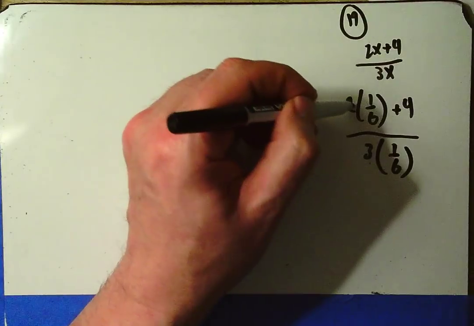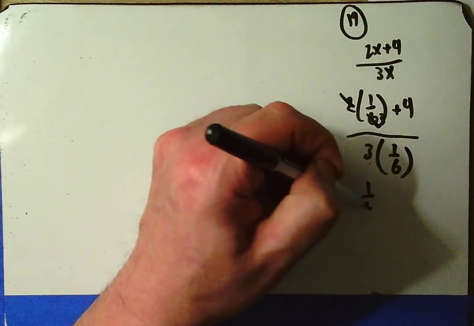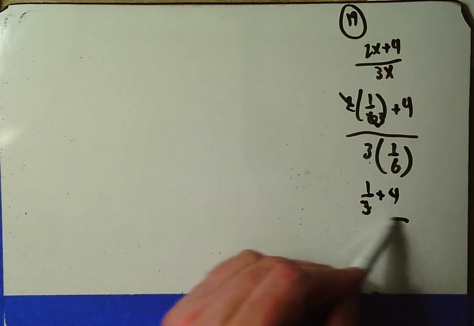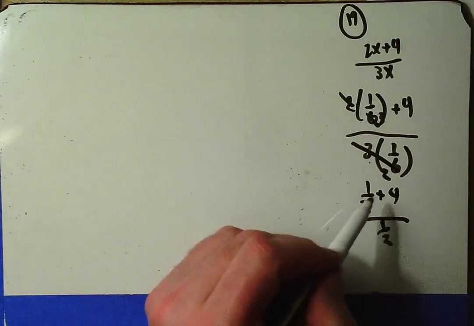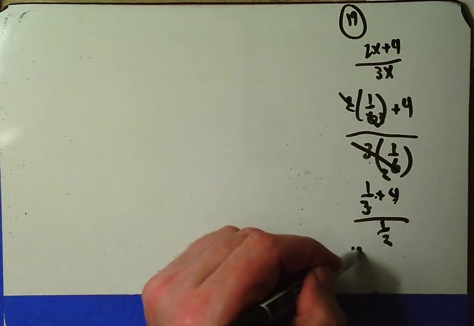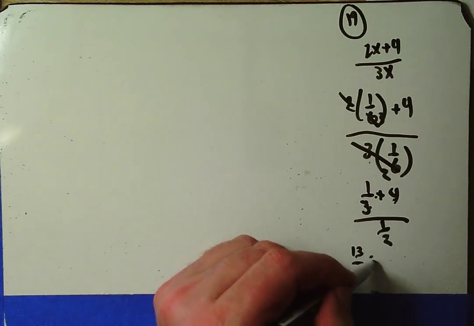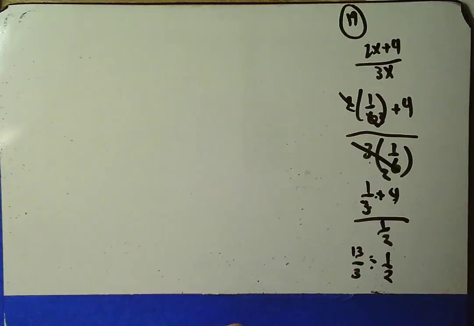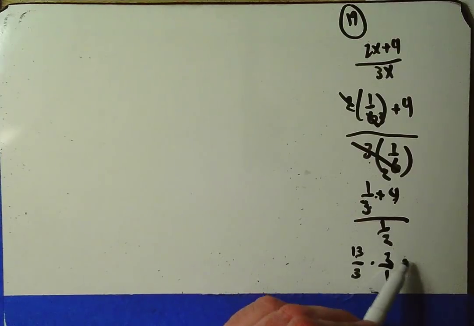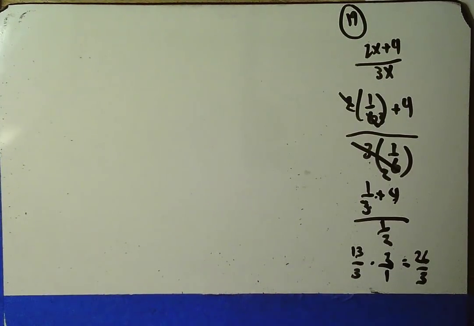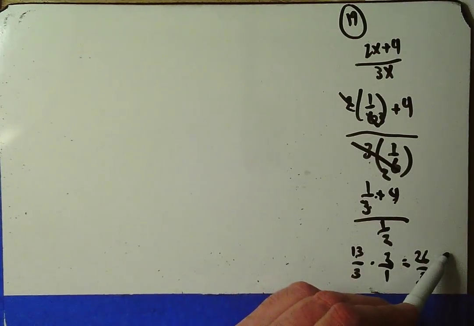Now, when I simplify the expression on top, I get 1/3 plus 4 over 1/2. So this is 4 1/3, or 13/3 divided by 1/2. And as my 7th grade math teacher taught me, when I'm dividing with fractions, I can flip and multiply. And so that gives me 26 over 3. I get 26 over 3, which corresponds to choice C.